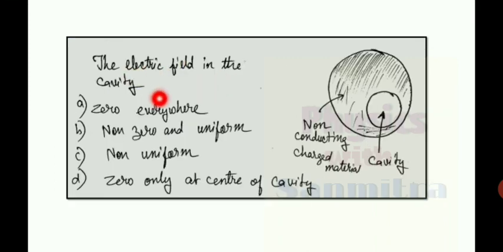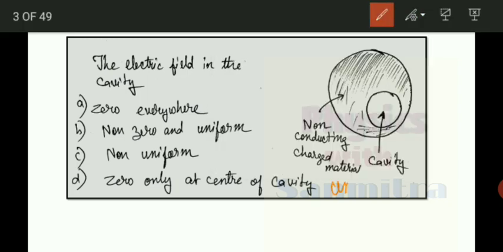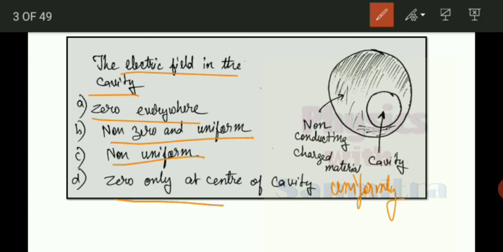Next, we have to find the electric field in the cavity. Here there is a non-conducting charged material, and one more thing that I should mention now: it is uniformly charged, and there is a cavity here. We have to find the electric field in the cavity, and the options are: 0 everywhere, non-uniform and non-zero, non-zero and uniform, non-uniform and 0 only at the center of the cavity.